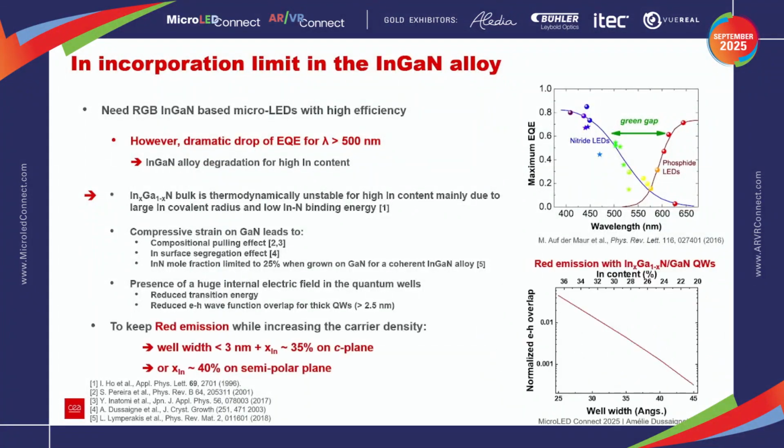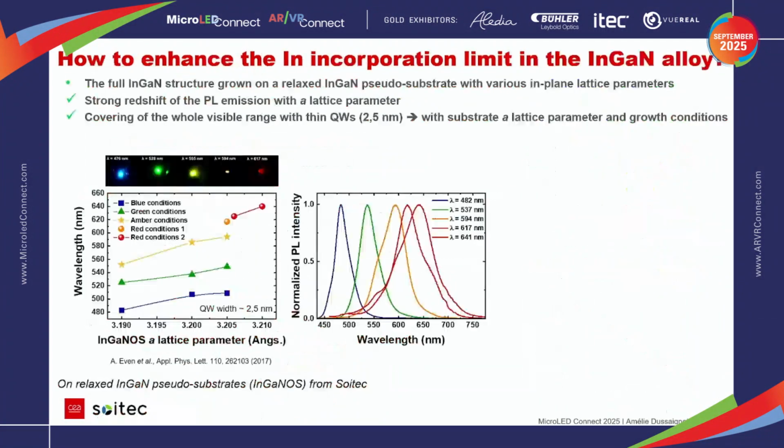And if we want to keep red emission while increasing the carrier density, as the internal electric field will be screened, we need well widths below 3 nanometers, with an indium content of 35% when we are growing on the c-plane of the wurtzite structure, or an indium content of 40% if we are growing on the semipolar plane or on the nonpolar plane. These values are much higher than the limitation that we have when we are growing on GaN. So how to enhance the indium content in the InGaN alloy?